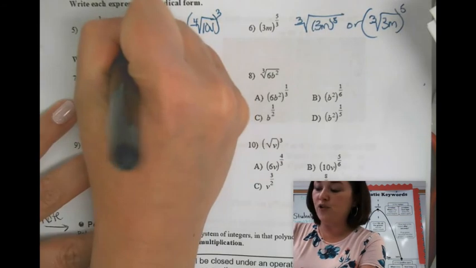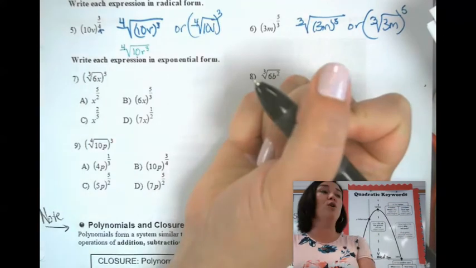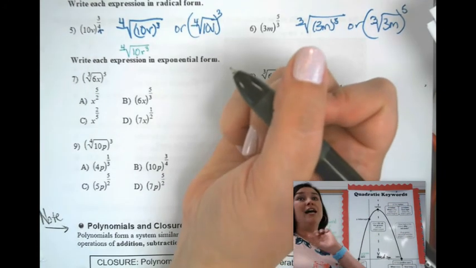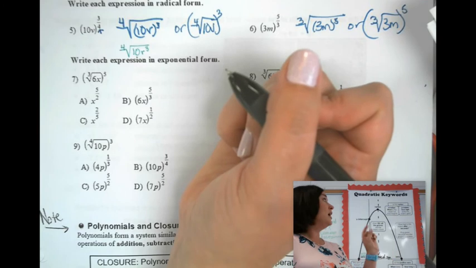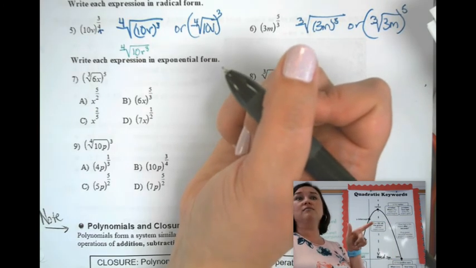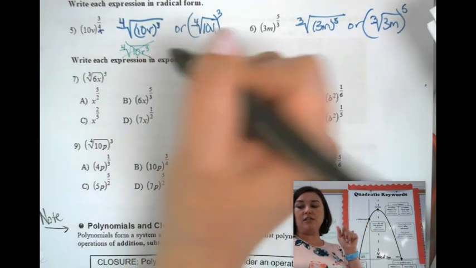However, let me in a different color show you something that is wrong. If you wrote the fourth root of 10r to the third, that is wrong because that just puts the third power on the r and not the 10. And since it was in parentheses, the 3 also has to go on the 10. Does that make sense? So this is wrong, so I'm going to mark it out so you don't think it's the answer.